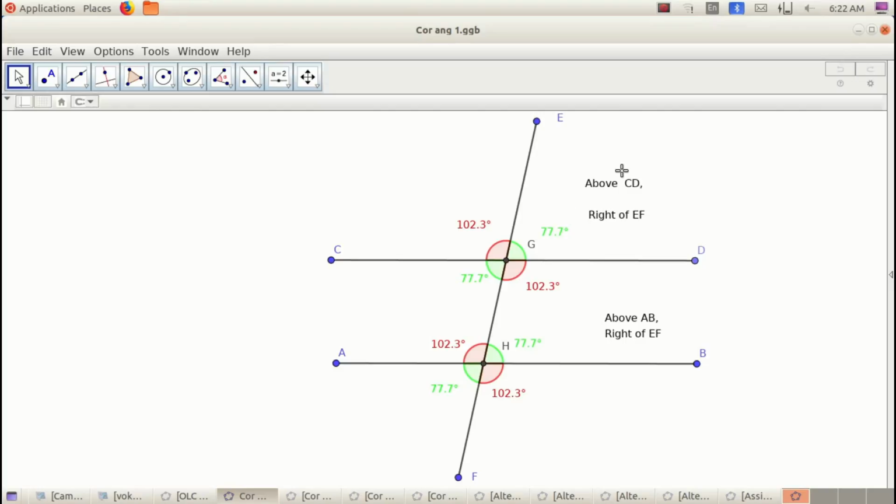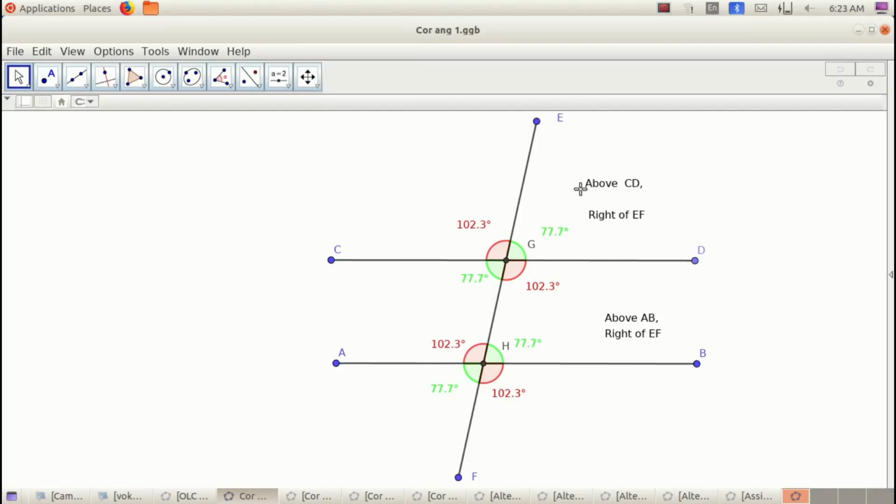Listen here, I wrote something here. Above CD. CD is the parallel line. Above CD, right of EF. EF means crossing line. And here also above AB, right of EF. AB means parallel line. We can say in another way, above parallel line, right of crossing line. You got the idea? Yes.